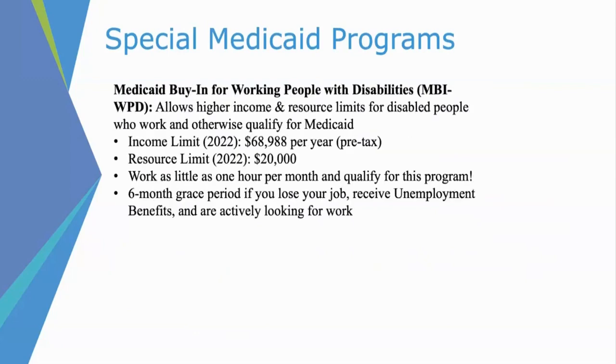Special Medicaid programs. Medicaid Buy-In for Working People with Disabilities, also known as MBI-WPD program. It allows for a higher income and resource limit for disabled people who work or otherwise qualify for Medicaid. The income limit for 2022 is $68,988 per year pre-tax, and the resource limit for 2022 is $20,000. And the person would only have to work as little as 1 hour per month to qualify for this program.